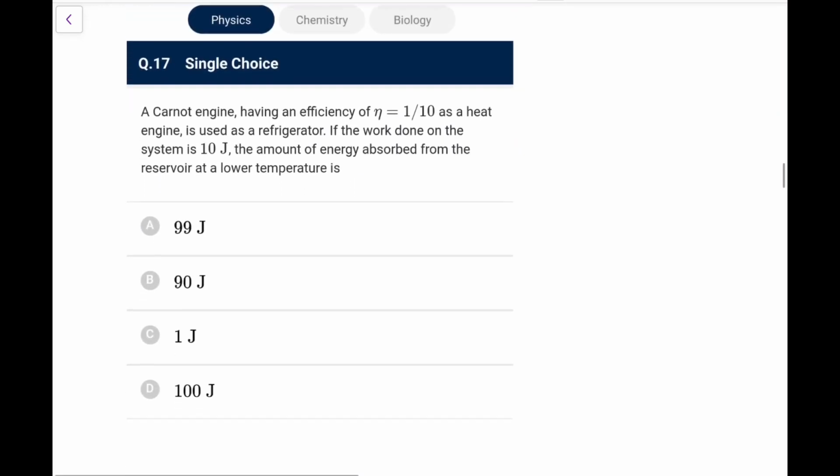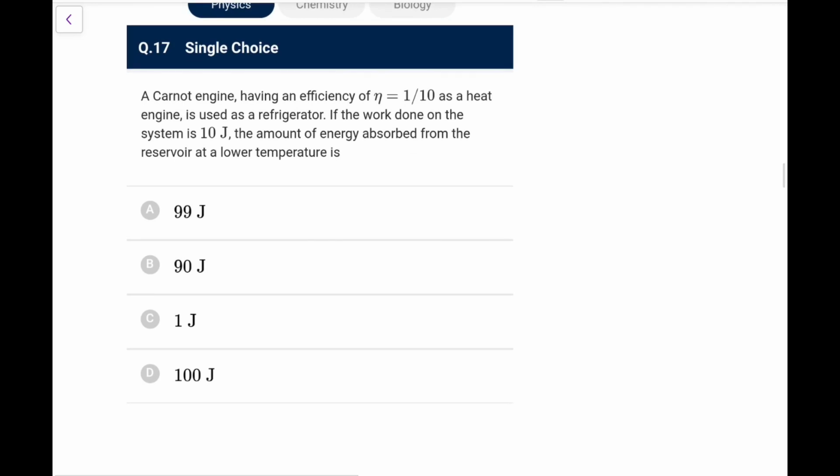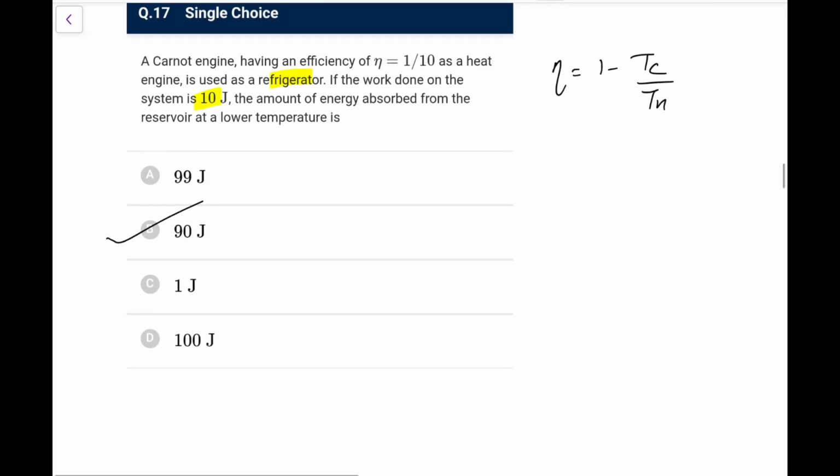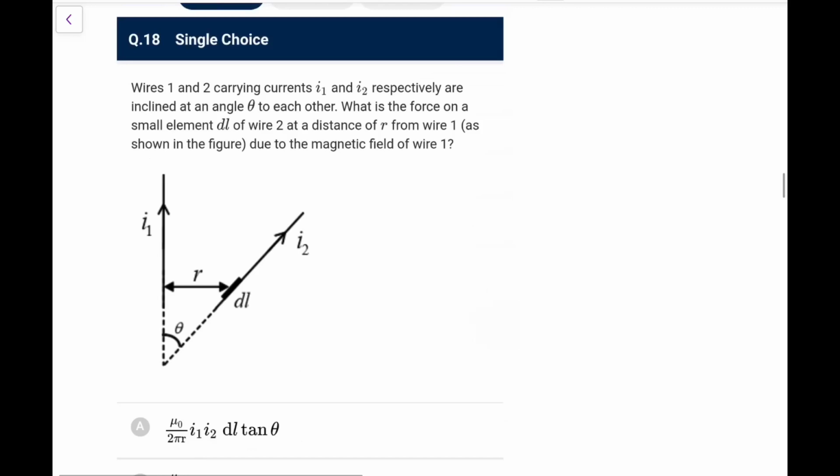Next one. A Carnot engine having an efficiency of 1 by 10 as a heat engine is used as a refrigerator. If the work done on the system is 10, the amount of energy absorbed from the reservoir at a lower temperature is, again we have done it many times, I know this is 90 joules, I am not going to solve it. If you wish, you can do 1 minus Tc by Th and find Tc by Th, that is Qc by Qh, and from there you can calculate this whole thing.